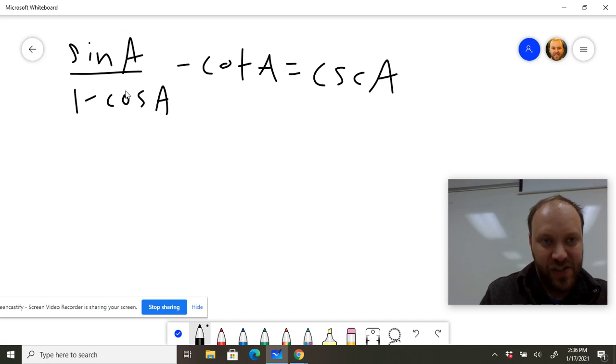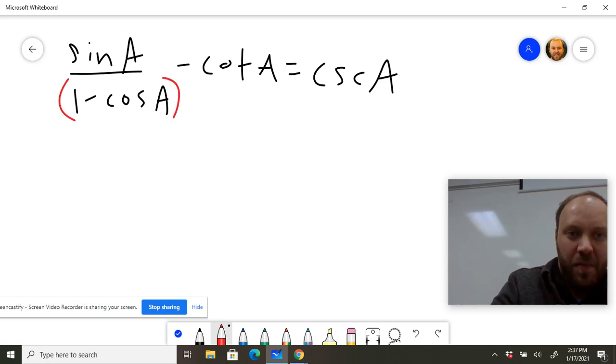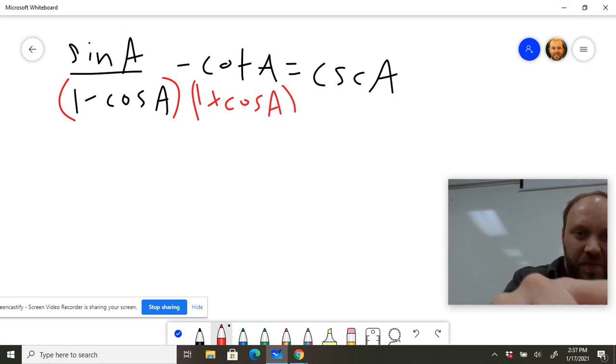So if I look at this fraction on the left here, it is close to 1 minus cosine squared of a. 1 minus cosine squared of a, of course, is equal to sine squared of a, but it's not squared. And I can use the difference of squares pattern, okay? If I multiply the bottom by 1 plus cosine of a, and this, again, doesn't really need to be shown in your proof. This would be like your work on the side. Now, it's a fraction, so I also need to multiply the top by 1 plus cosine of a.